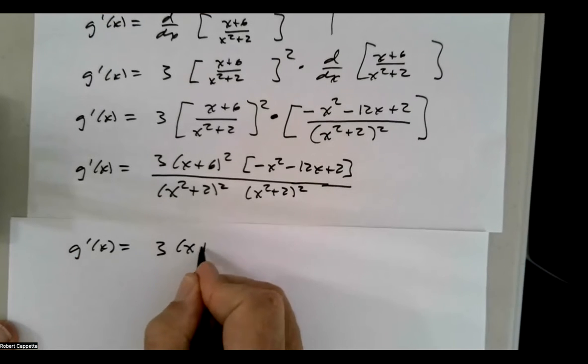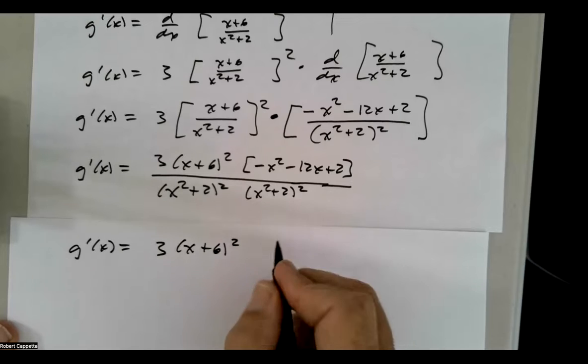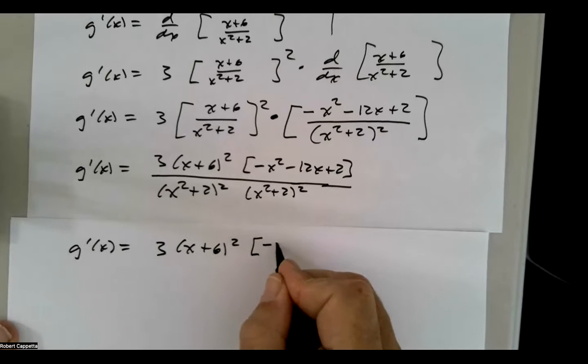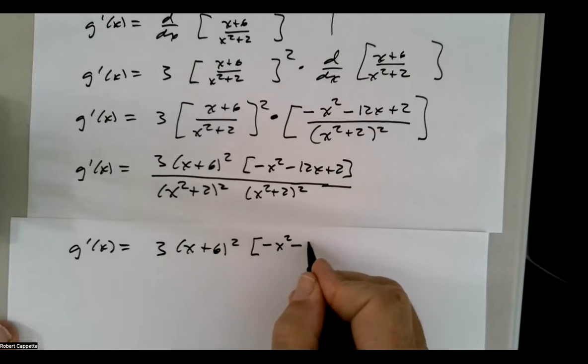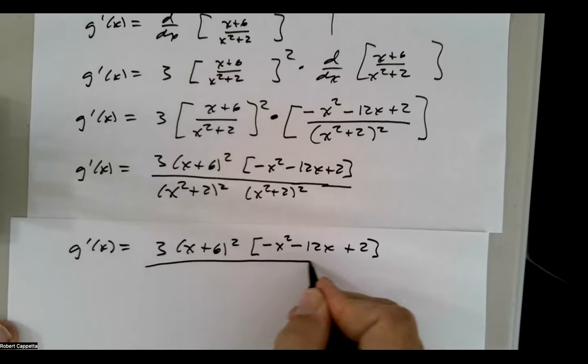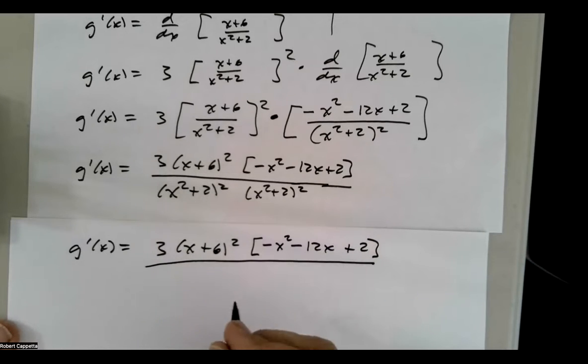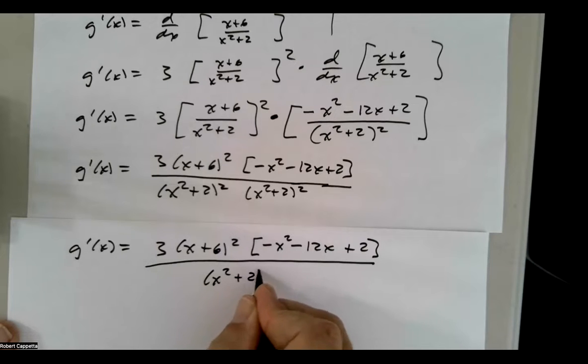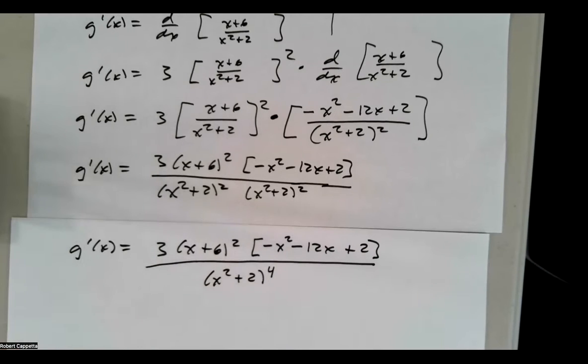3 times x plus 6 squared times negative x squared minus 12x plus 2 divided by x squared plus 2 squared times another x squared plus 2 squared, which gives me x squared plus 2 to the 4th power. So this is what I believe the answer was.